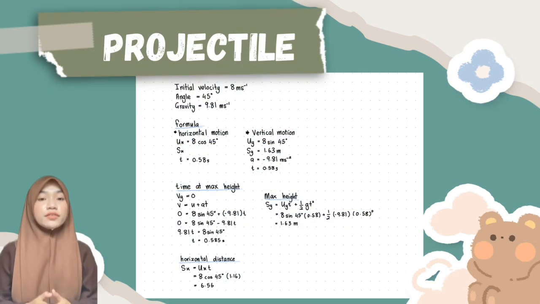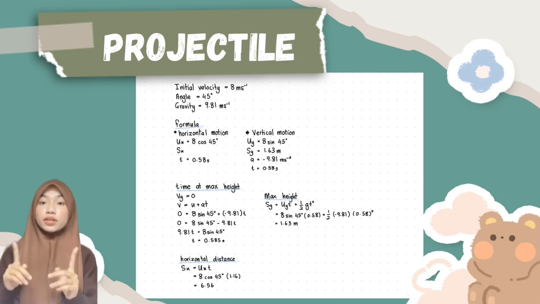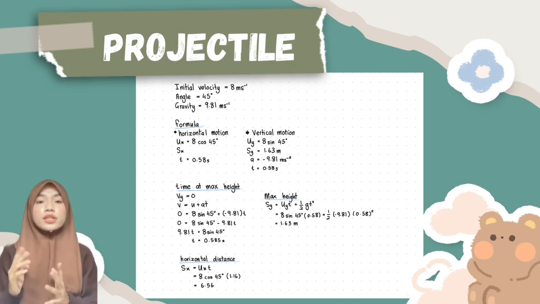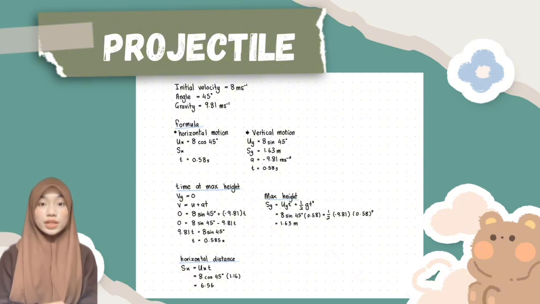First, we resolve the initial velocity into two components, the horizontal component and the vertical component. For the horizontal component, Ux equals 8 cos 45 degrees, and the vertical component Uy equals 8 sin 45 degrees. Next, let's find the time taken to reach maximum height. At the highest point, the vertical velocity Vy becomes 0. Using the formula v equals u plus at and solving for t, we get 0.58 seconds.